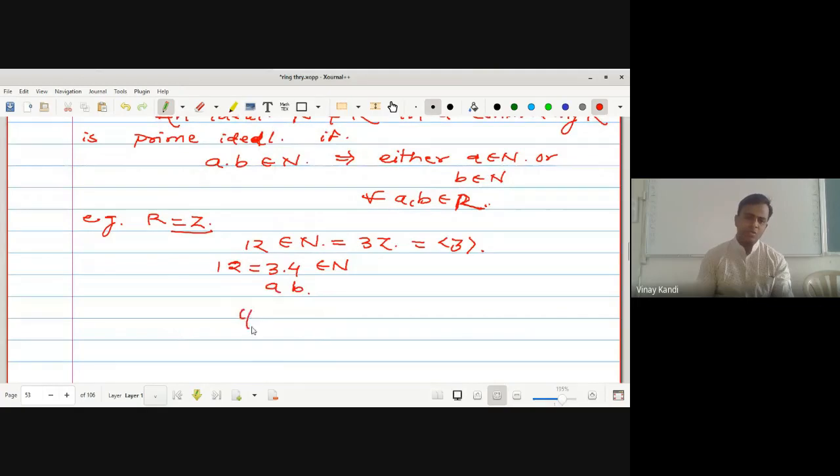So here a belongs to what? n, which is generated by 3Z. Hence for a उदी बरं का, प्रत्येक ab साठी, for all a, b belongs to R. Okay, so here a belongs to n, ideal generated by 3 is prime ideal.